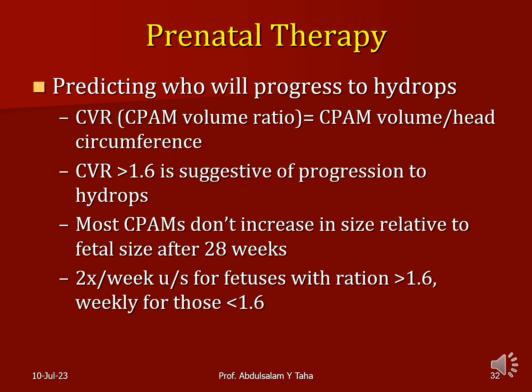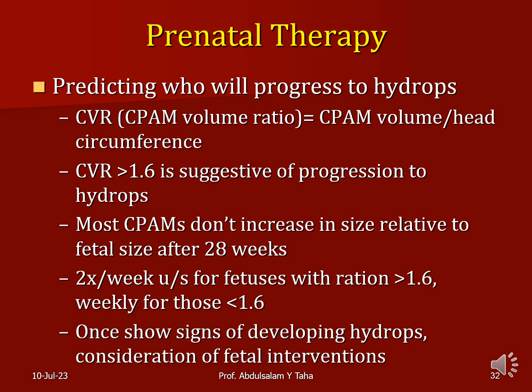Twice weekly ultrasound examination is required for fetuses whose CVR ratio is more than 1.6, while weekly ultrasound examination is recommended for those whose CVR is less than 1.6. Once they show signs of developing hydrops, considerations of fetal interventions should be taken.